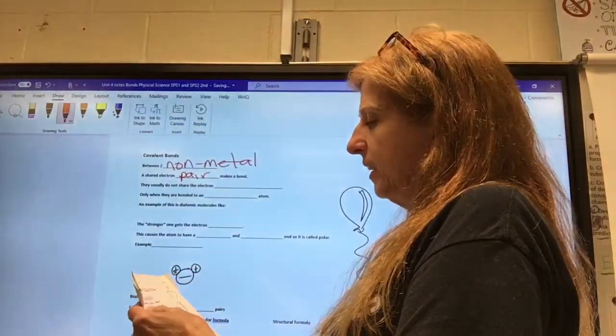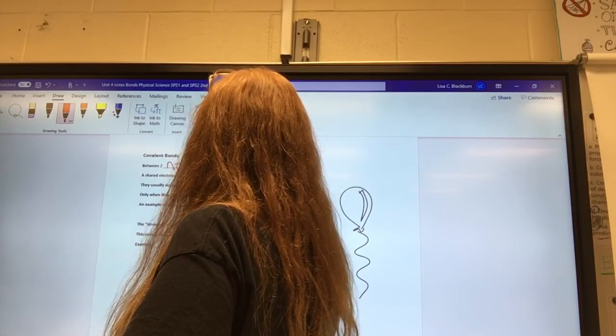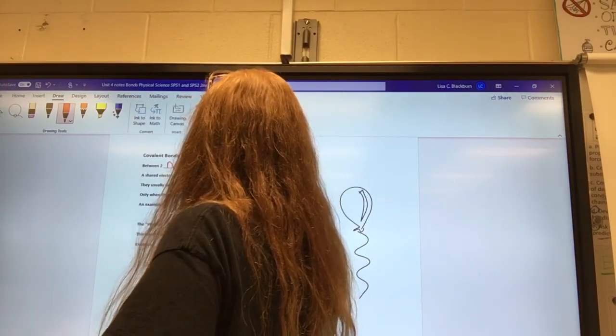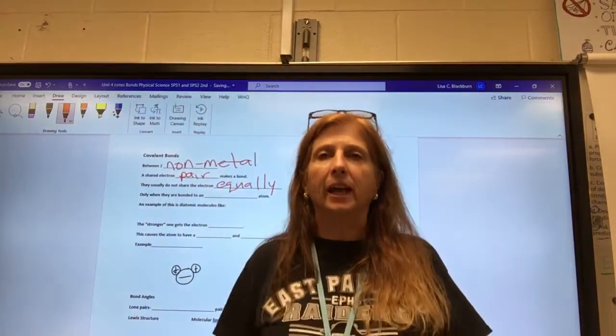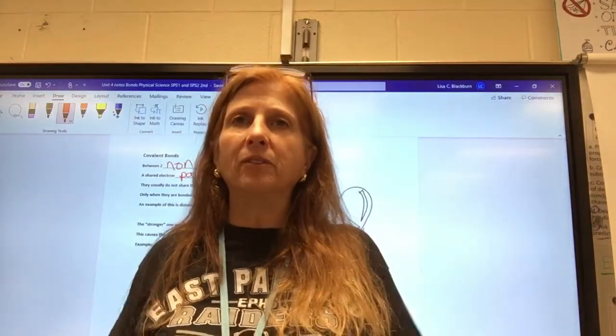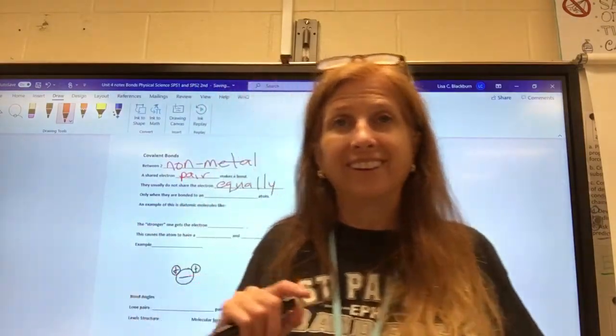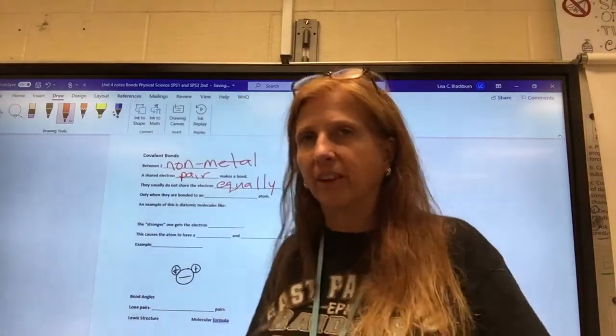They usually do not share the electron equally. We talked about that yesterday, didn't we? That most divorced parents do not equally share the kid. They don't go mom on Monday, dad on Tuesday, mom on Wednesday, dad on Thursday. I've only known one family who did that, and they moved next door to each other, and the kid would spend every other day at the other house. So they shared their kid equally. Everybody else, one of the parents gets some more, right?